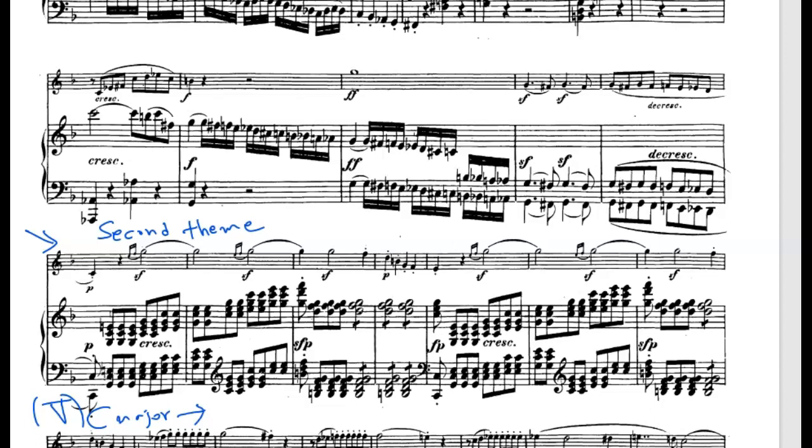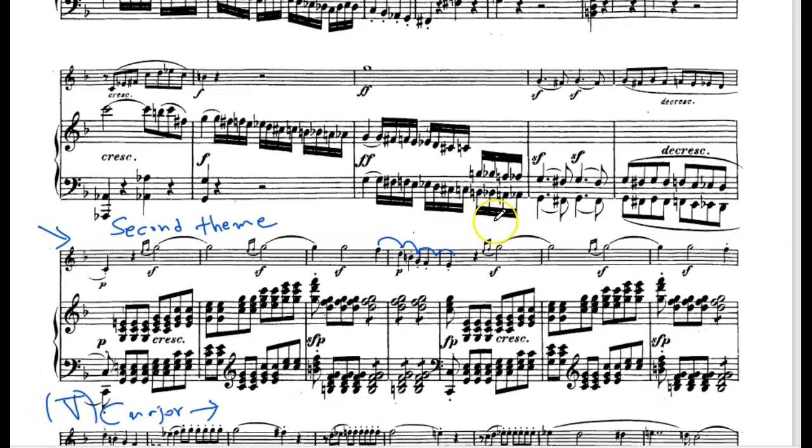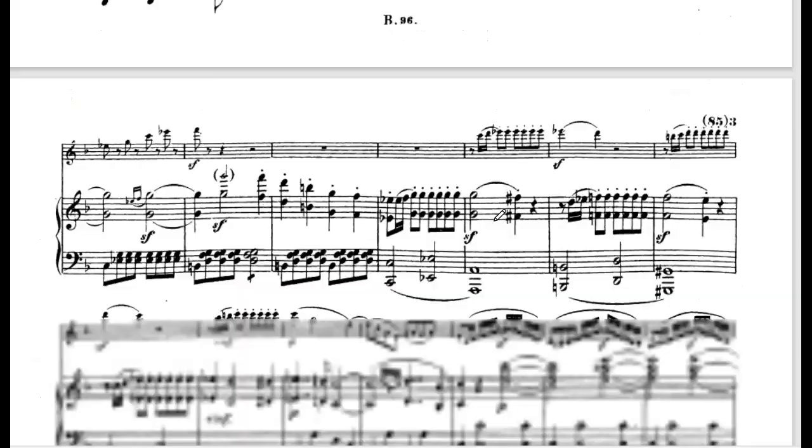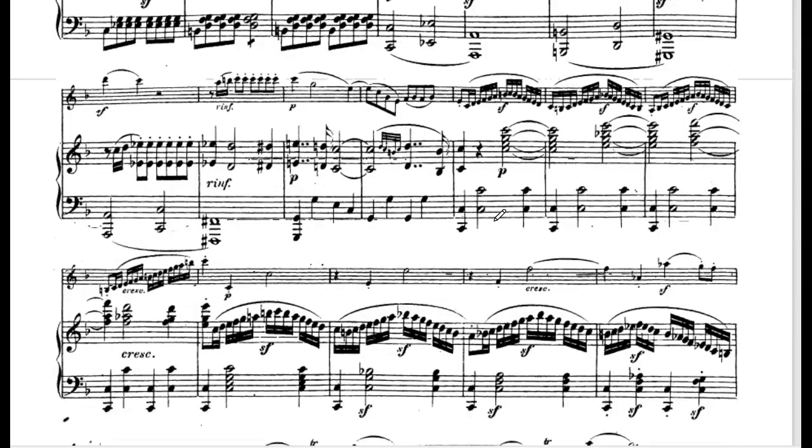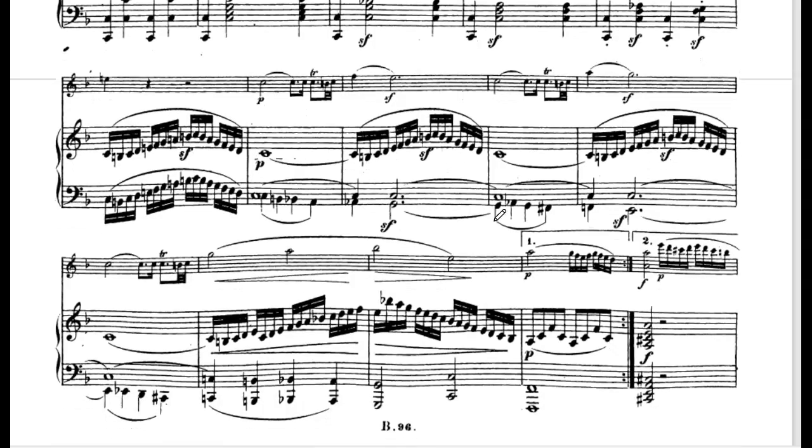Okay, so this is the second theme, which is pretty simple. Just one long note and then it's just skipping down, skipping down motion. But it's very powerful and impressive. Alright, so we are already done with the analysis of the first section, which is the exposition.